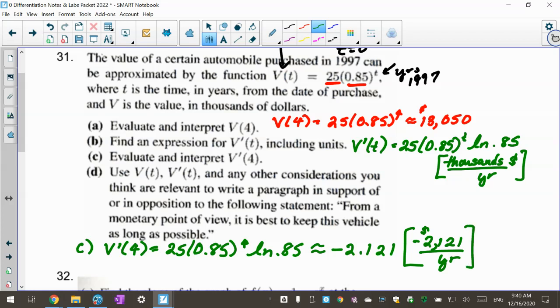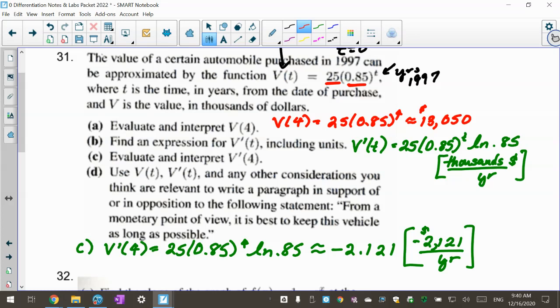And what is the fourth year? If it's 1997, we can write a sentence saying, from the fourth to the fifth year, the value decreased $2,121. And I know the fourth year is 2001. So you can say from 2001 to 2002, the value dropped $2,121 per year. So make sure you put that in there.